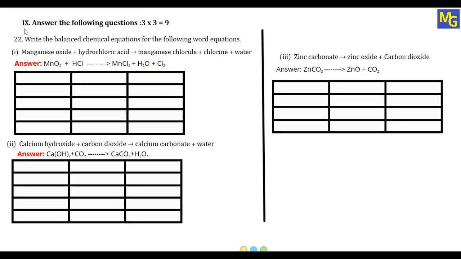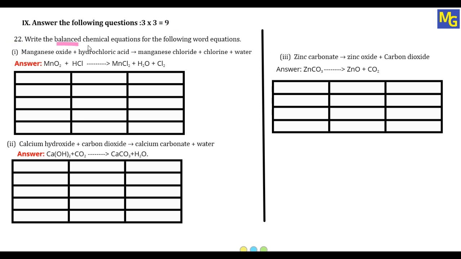Now the next is question number 9. Answer the following questions. And here we have to answer 3 questions. Each question carries 3 marks. So 3 3s are 9. So total marks we are going to get from this section is 9. So we'll start question number 12.